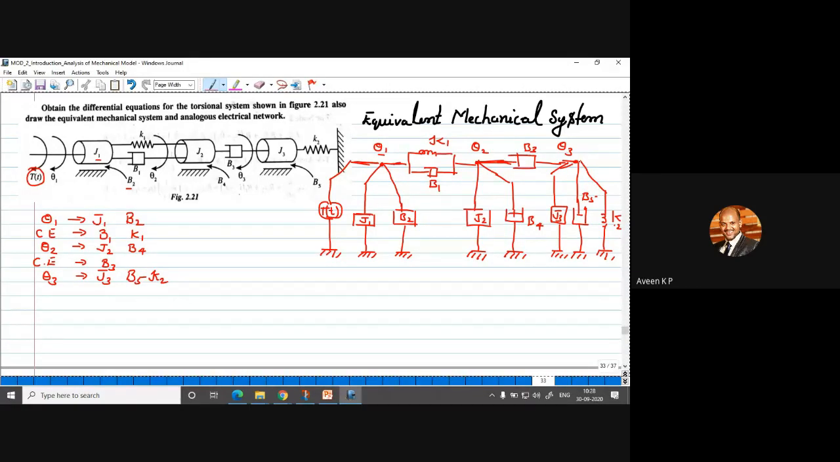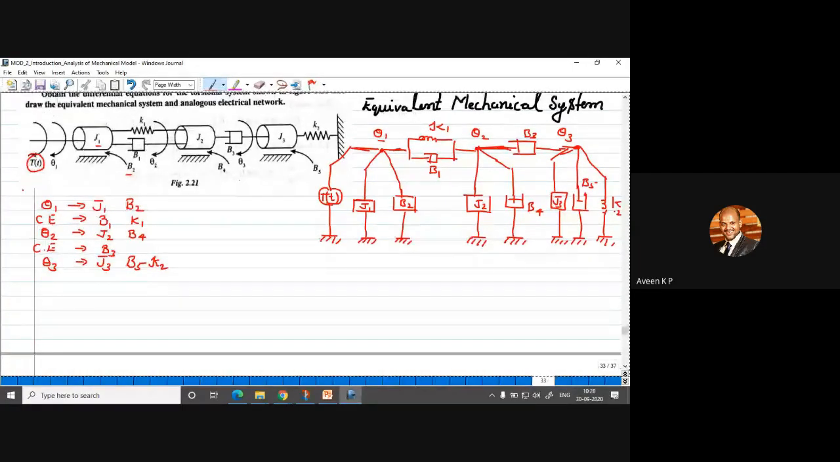So all are projecting from theta 3. So this is the equivalent mechanical system. Let me start with the first equation. Please listen, I will try to explain from the initial part.